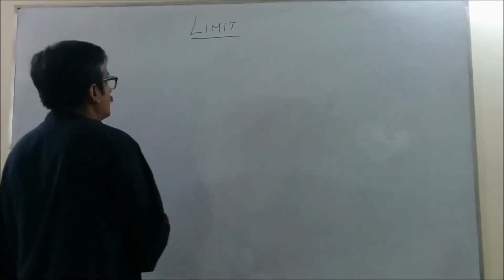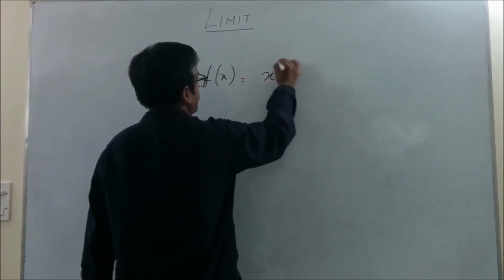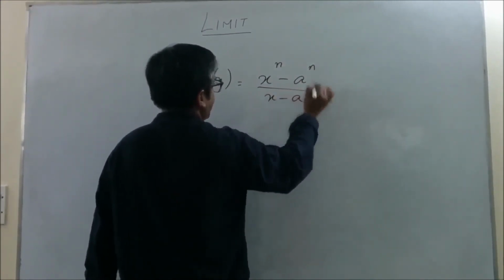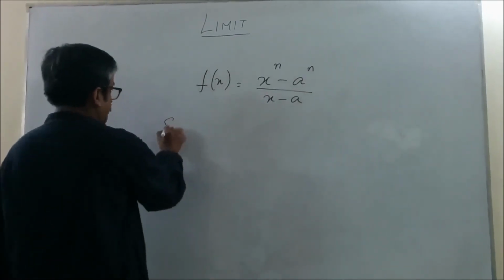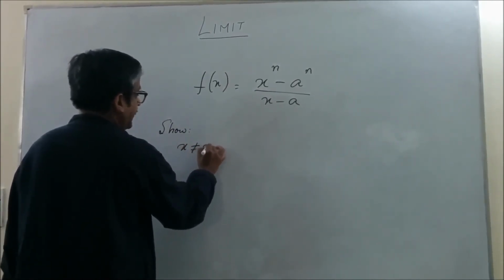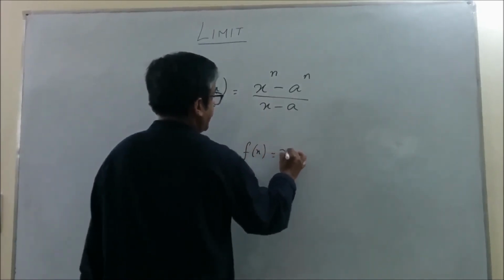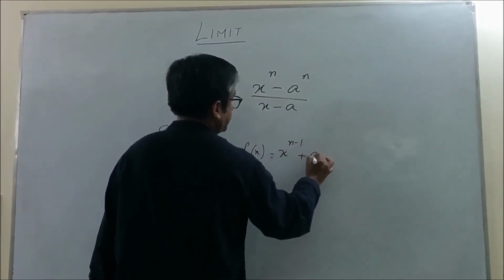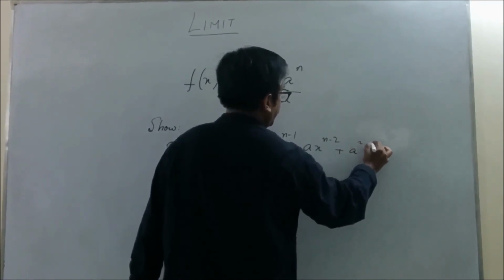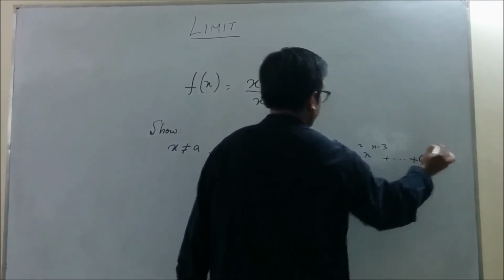Now as your homework, I give you a generalized form of this, which is x to the power n minus a to the power n by x minus a. Show that when x is not equal to a, fx is x to the power n minus 1 plus a x to the power n minus 2 plus a square x to the power n minus 3 and so on, up to a to the power n minus 1.